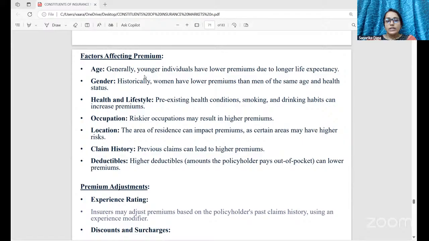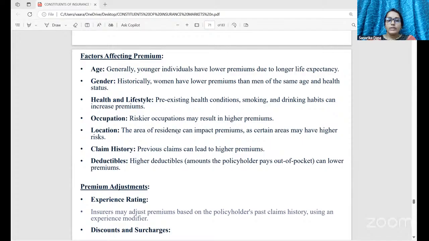Based on the gender, historically, women have lower premium than men of the same age and health status. Health and lifestyle, pre-existing health conditions like smoking, drinking habits also increase the payment of the premium. Occupation, riskier occupations may result in high premiums. If any person is dealing with high risk-oriented occupations, jobs, then they have to go with a high premium because the risk is higher in those jobs.